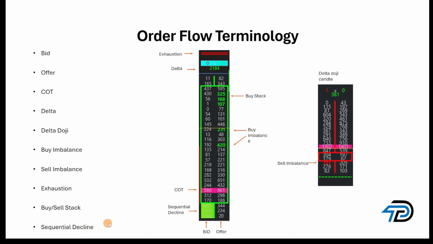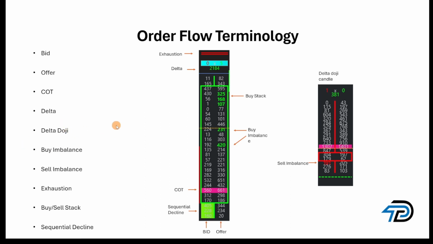Sequential decline, it's not really something that I pay attention to in fast-moving markets. Essentially what it means in this buy candle, the only thing that would trigger is this 595, 343, and 82. So you have buyers declining sequentially on the way up. At the tops of candles is where it's going to really matter in slow-moving markets. In fast-moving, I don't really use it that much. It is a feature, but I don't really pay much attention to it.